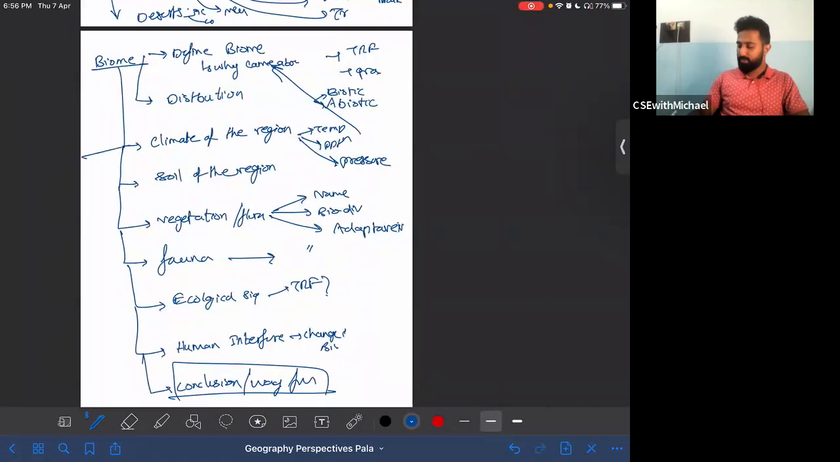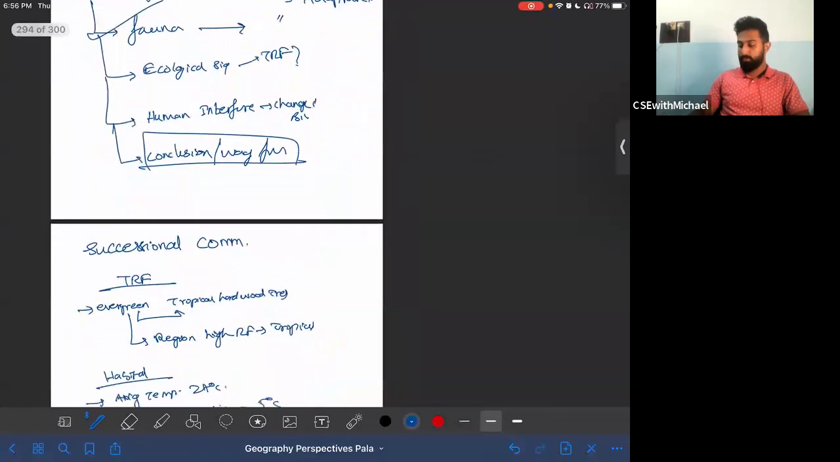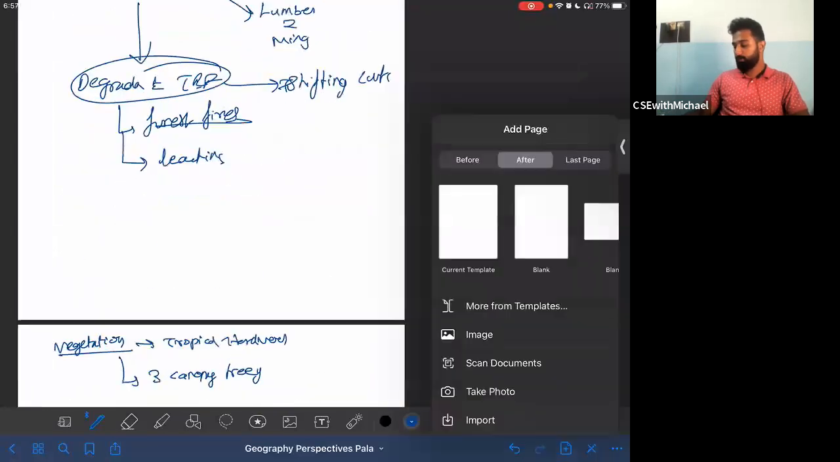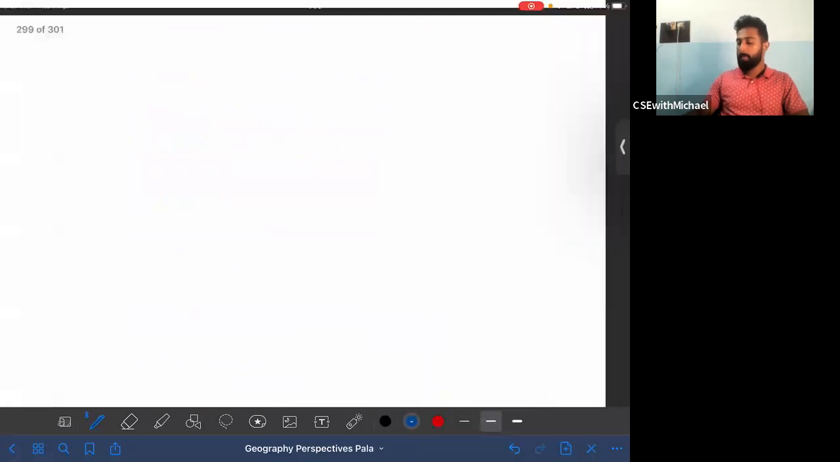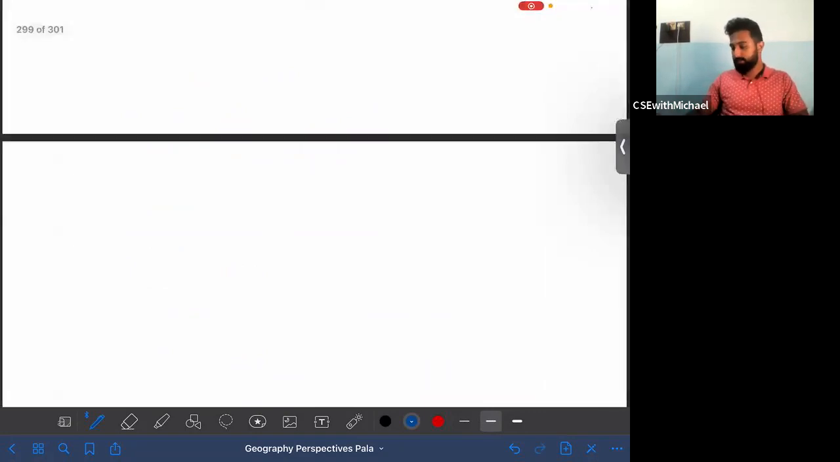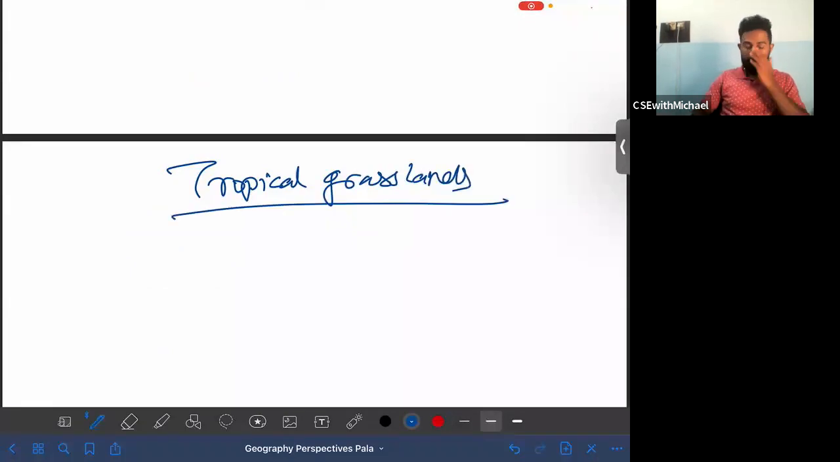And most of the things, climate we have studied, soil we have studied, vegetation we are studying now. Fauna we have to just look into. Ecological significance we'll see when we study that framework. So that's basically the tropical rainforest for you. Then one more thing we can look into, tropical grasslands would be nice. So we can also look into the tropical grasslands. Again, another region which is facing several issues. Tropical grasslands.